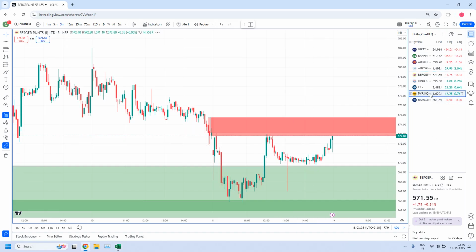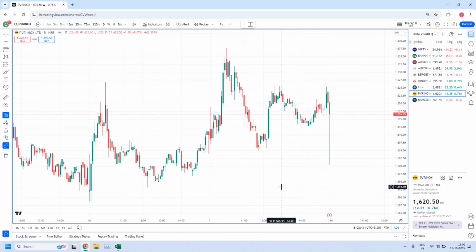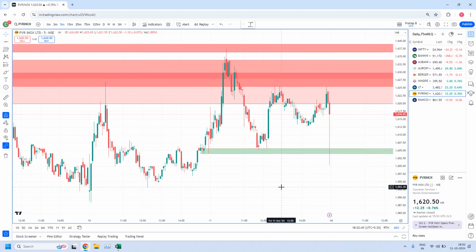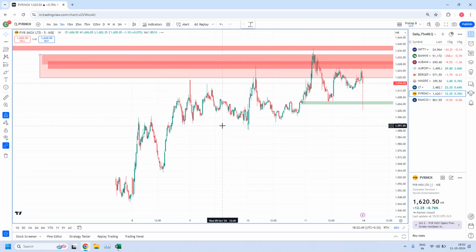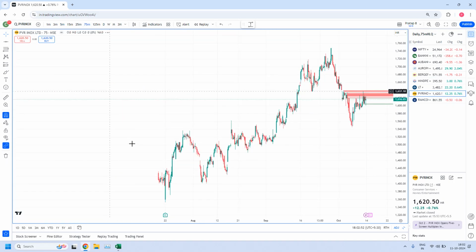PVR Inox. This is a 1 minute bull trap. This is also an interesting trade. First, forget about this bull trap. First, how we fine tune. This is a 75-minute zone.